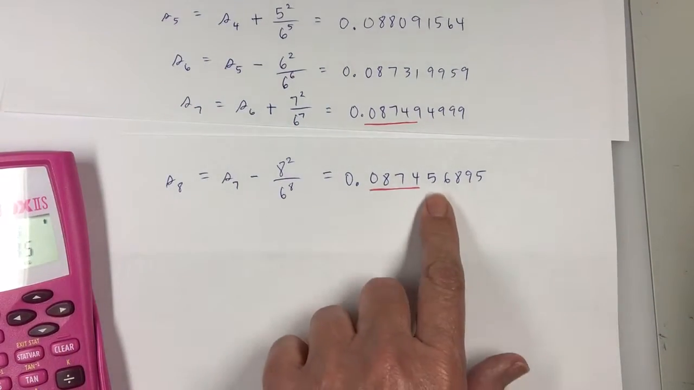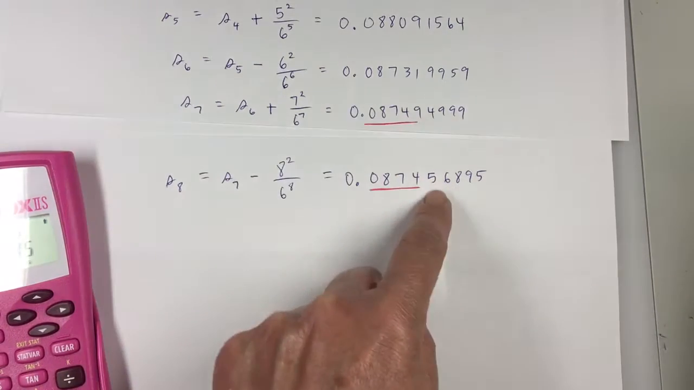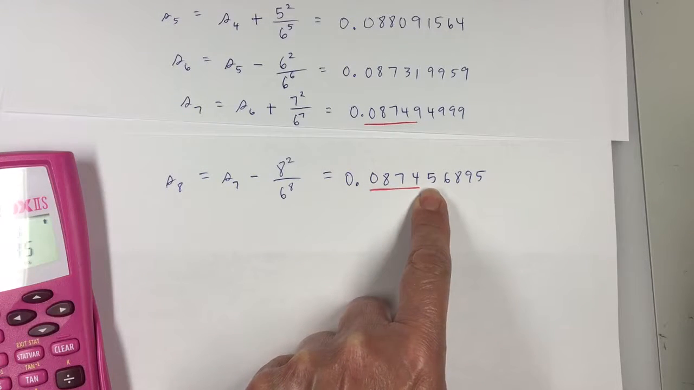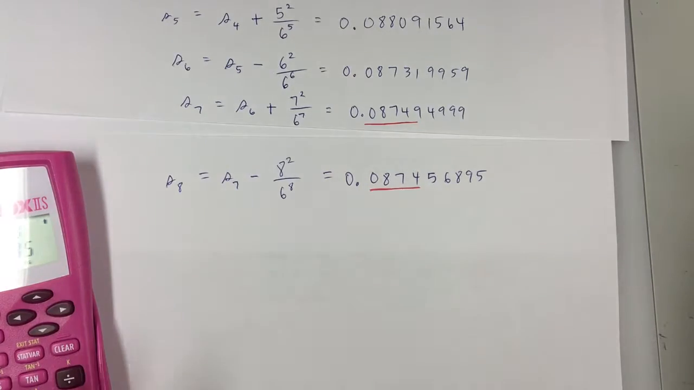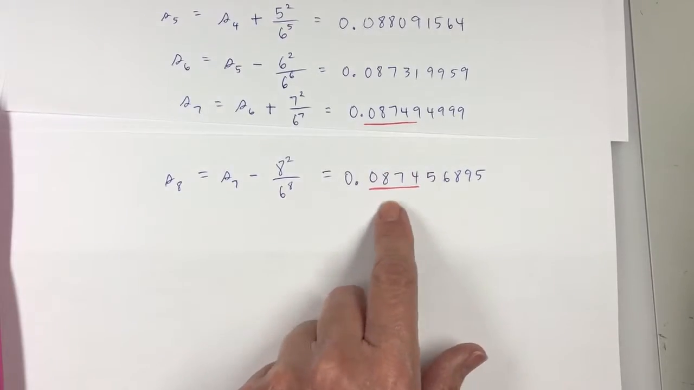Well, the next one would be a little bigger. And what about this 5 in the 5th place? I would round up. So it stopped changing within 4 places.